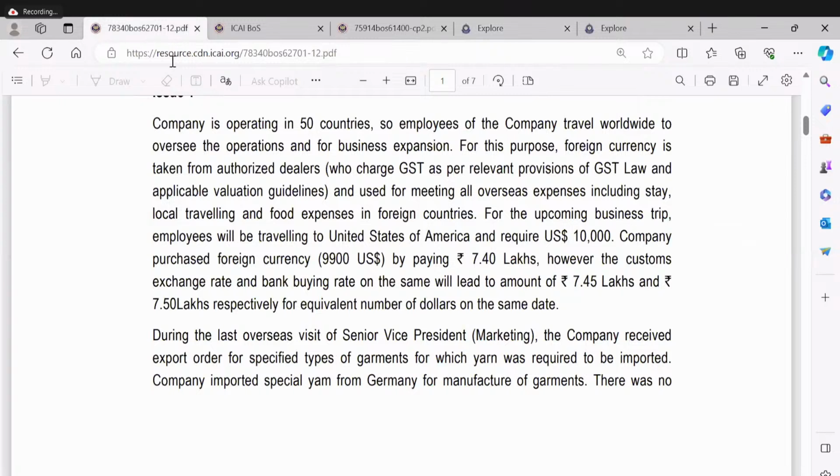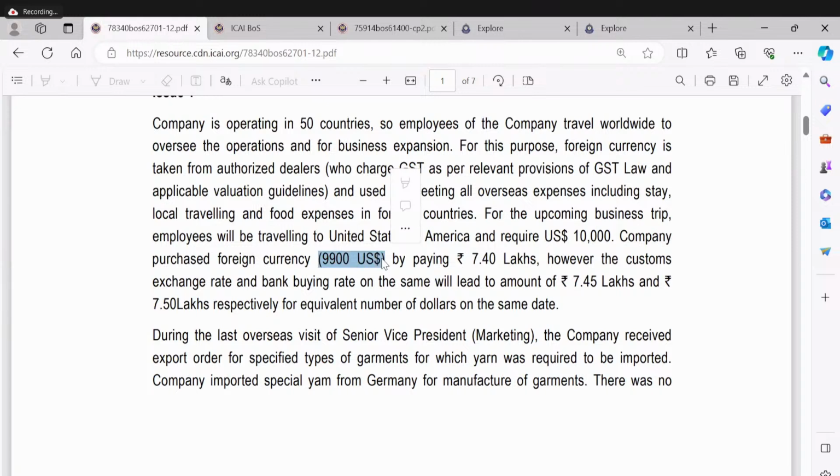In our case study, the information given to you is that the company purchases foreign currency, 9,900 US dollars. The unit is 9,900 US dollars. So this is the US dollars amount. Now, by paying 7.4 lakhs of Indian rupees. So this is actually the gross amount which has been paid by W2L for getting the foreign currency of 9,900 US dollars.